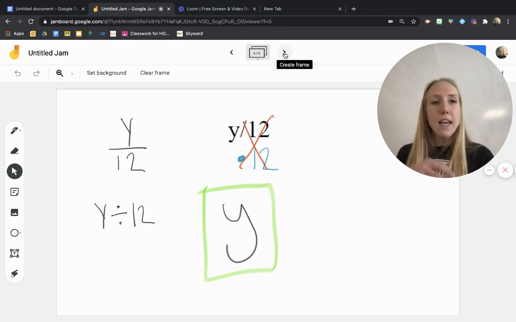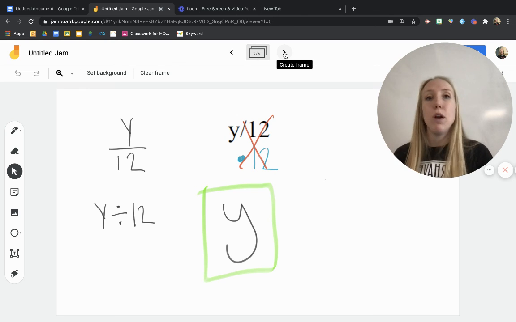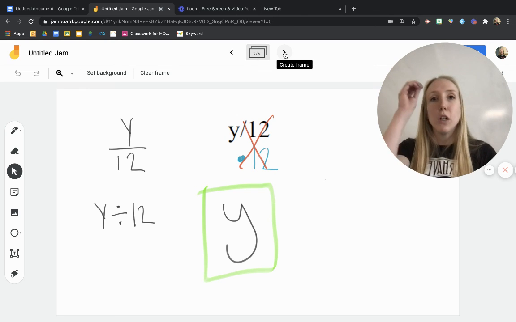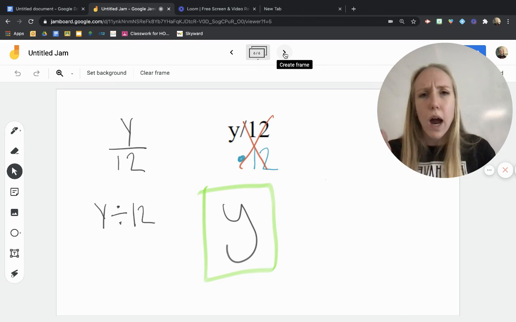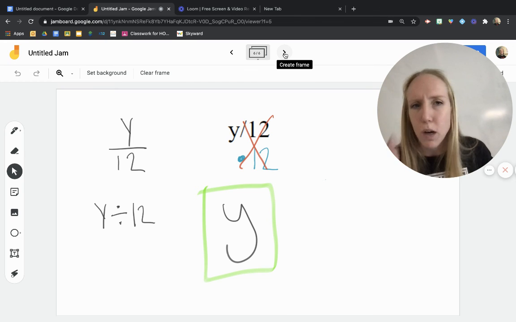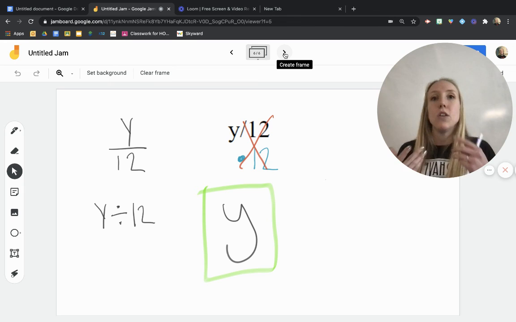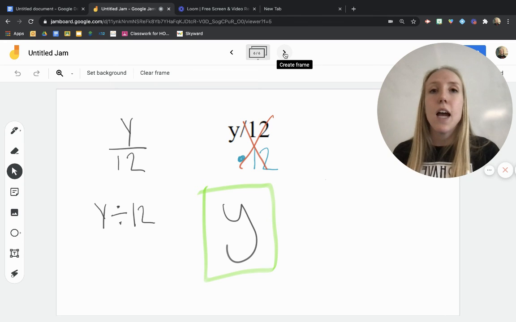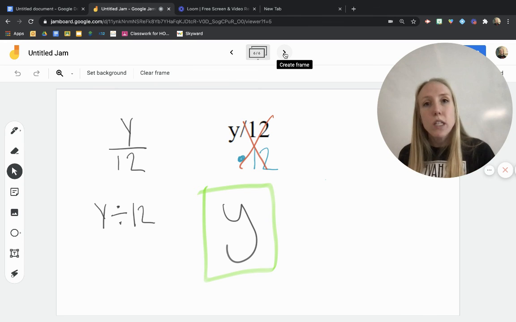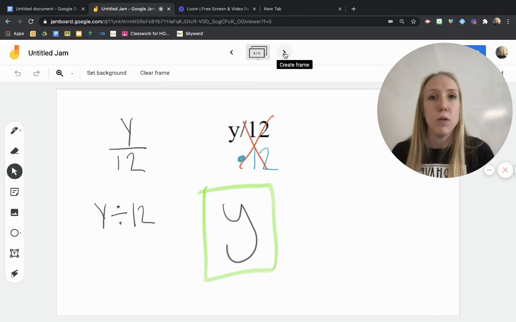Getting the variable by itself is a really important piece of algebra. You need to be able to look at the variable and see what's next to it. Oh, I see there's a y, and the y has a divided by 12 right next to it. That is a really important skill. You need to notice what operation it is, because we're going to go into solving equations next. Noticing what operation is being used and knowing how to undo that operation will really help you.